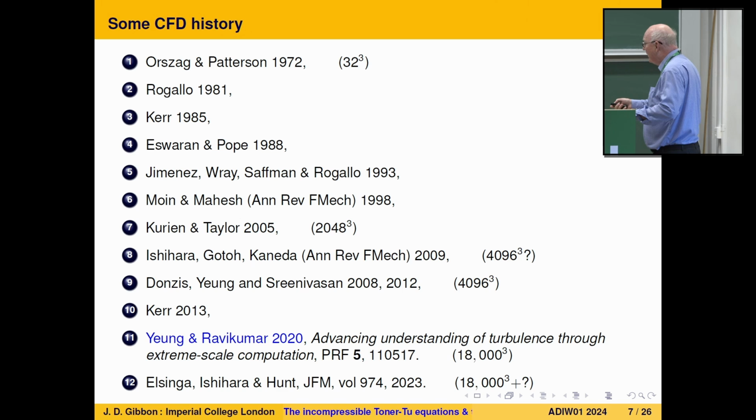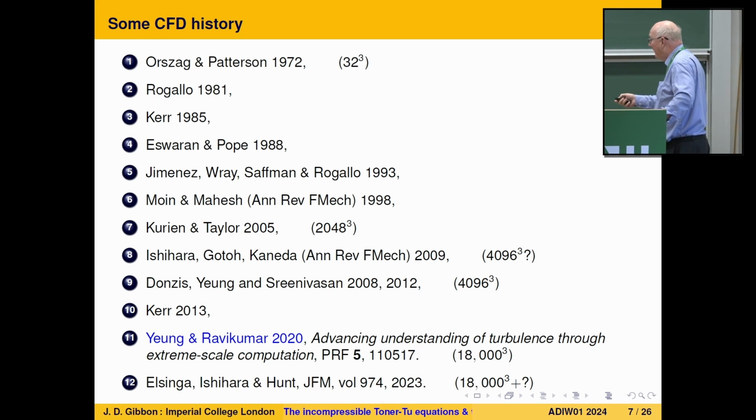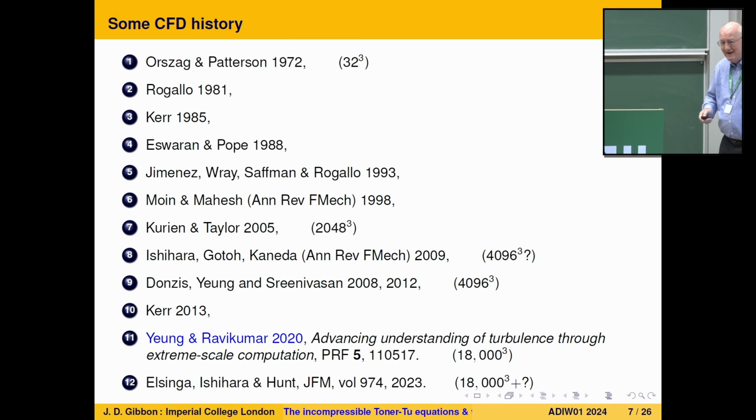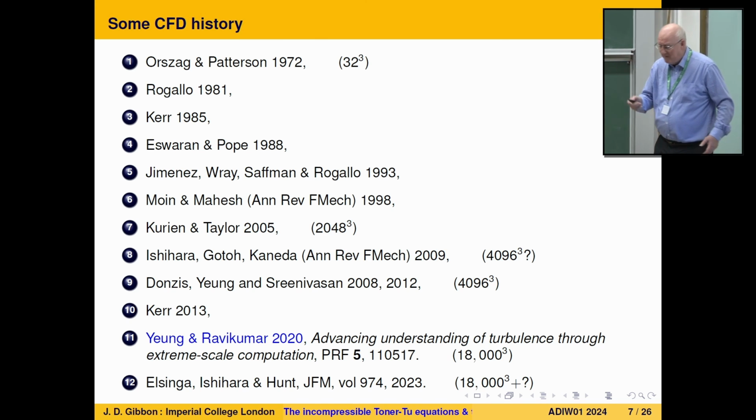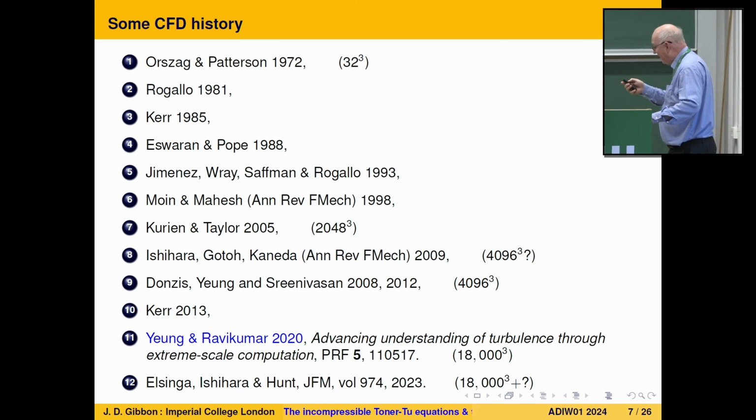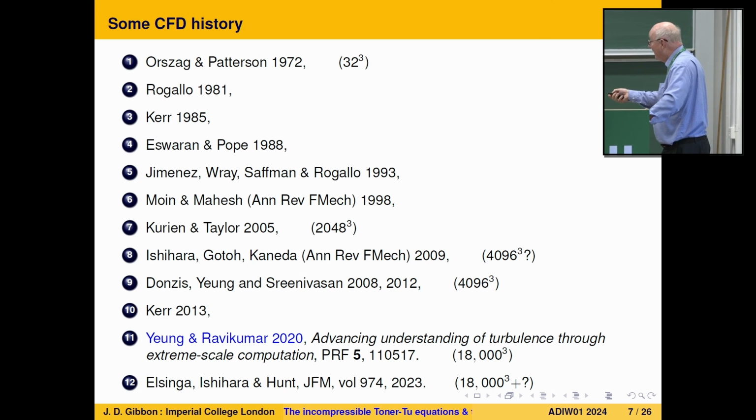And for postdocs and students here, there's a very, very nice review article by P.K. Yeung and Ravi Kumar in PRF, basically talking about all the computing issues to looking at high Reynolds number turbulence. And it's based on these 18,000 cubed calculations, which essentially is like state of the art, I think, at the moment.